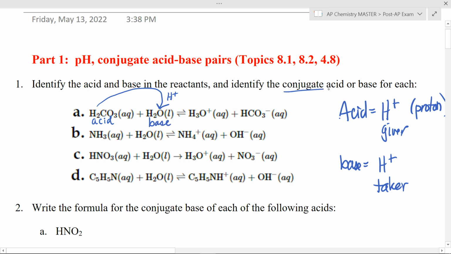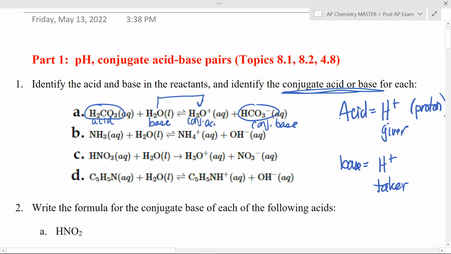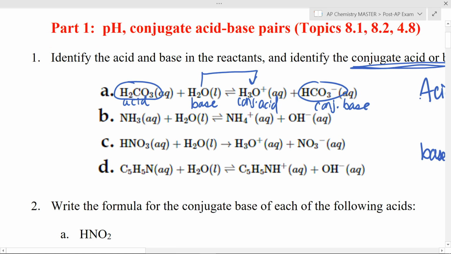And then the idea of a conjugate pair: the conjugate is what is left over after your substance either gives or takes a hydrogen. So let me try and highlight my conjugates here. If this is my acid, this would be the conjugate base. So H2CO3 and HCO3 minus are a conjugate acid-base pair. And then H2O is a base, and H3O plus is the conjugate acid of that base. So let's look at this next one.